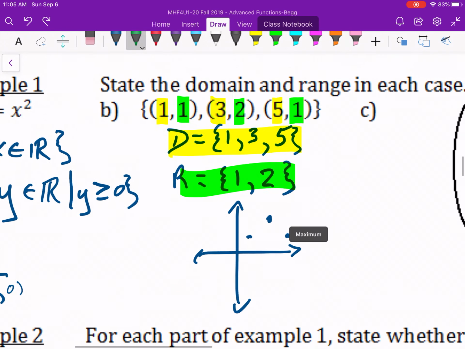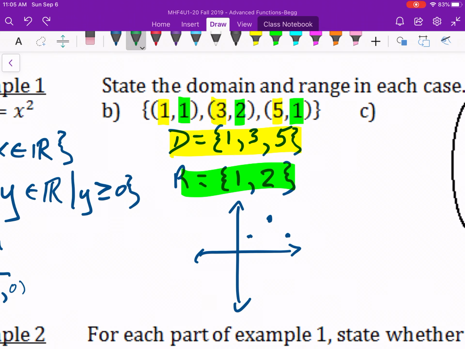If it's given as a set of points, such as 1, 1, 3, 2, 5, 1, the domain is all the x values. We've got to keep in mind that idea that domain is x, range is y. I've highlighted all the x values in yellow, and so the domain is just the x values, 1, 3, 5. The range is all the y values, 1, 2, 1, but I don't need to repeat that 1. That's why it just says range is 1, 2.